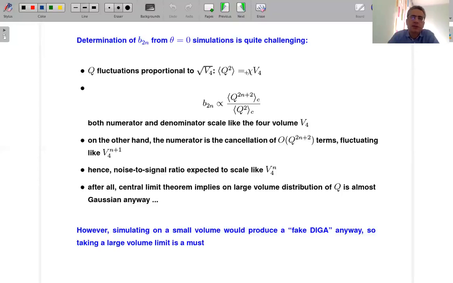Since the topological susceptibility is finite, and the expectation value of Q squared is the topological susceptibility multiplied by the 4-volume, that means that the fluctuations of the topological charge have a variance or a standard deviation which is proportional to the square root of the 4-volume. Okay, so you have fluctuations of topological charge proportional to the square root of the 4-volume.